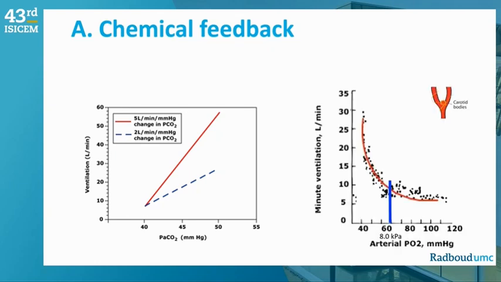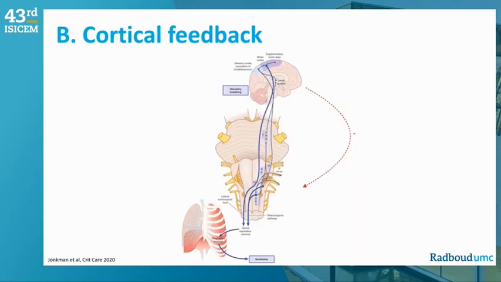What about PaO2? Is that a determinant of respiratory drive? Well, not so much. As you can see right here, arterial PO2 and minute ventilation. Arterial PO2 can decrease from 180 to 120 with little effect on minute ventilation. Only when arterial PO2 is below 8 kilopascal, 60 millimeters of mercury, is there an effect on minute ventilation. So chemoreception is the first feedback mechanism.